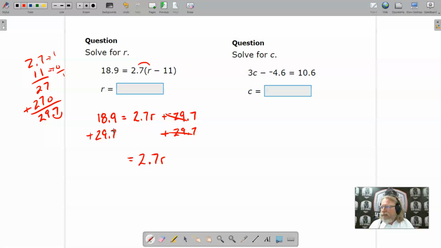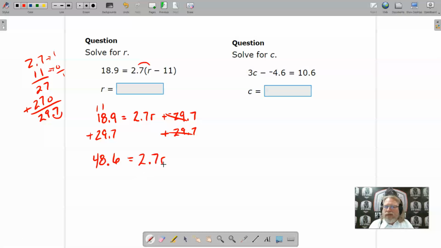So I'm adding this. So the 9 plus, I'll put my decimal down there for place. There you go. 9 plus 7 is 16. I'm going to carry the 1. 1 and 8 is 9. 9 and 9 is 18. Carry the 1 and 2. 1 plus 1 is 2. Plus 2 is 4. So now I have 48.6 equals 2.7r.